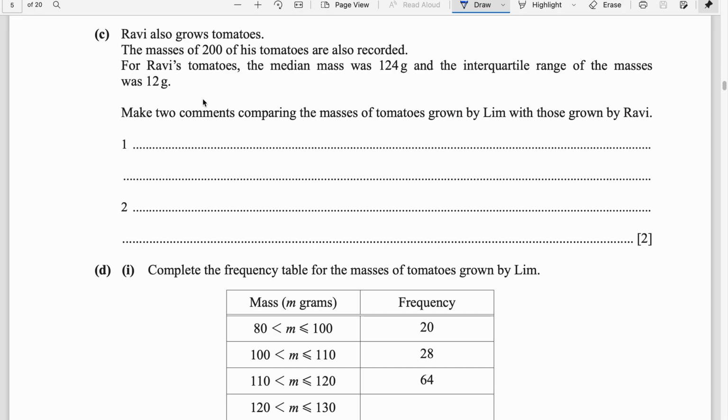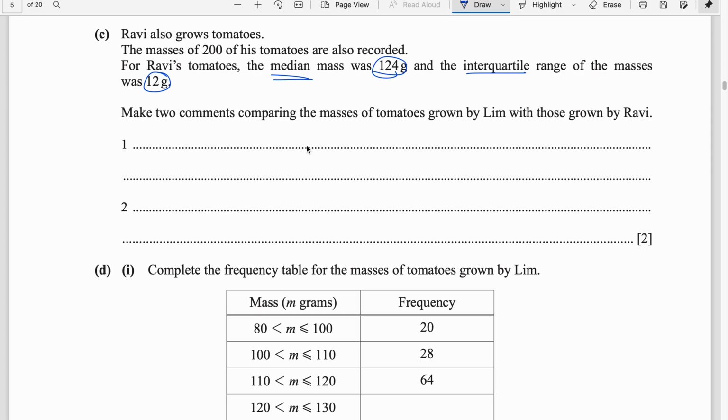Ravi also grows tomatoes. The masses of 200 of his tomatoes are recorded. For Ravi's tomatoes, the median mass was 124 grams, and the interquartile range of the masses was 12 grams. Make 2 comments comparing the masses of tomatoes grown by Lim with those grown by Ravi.